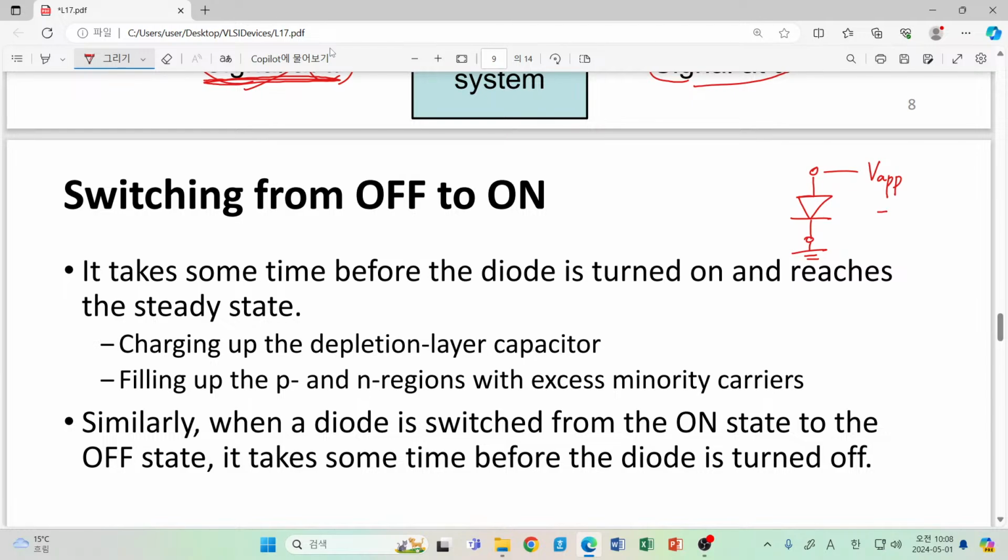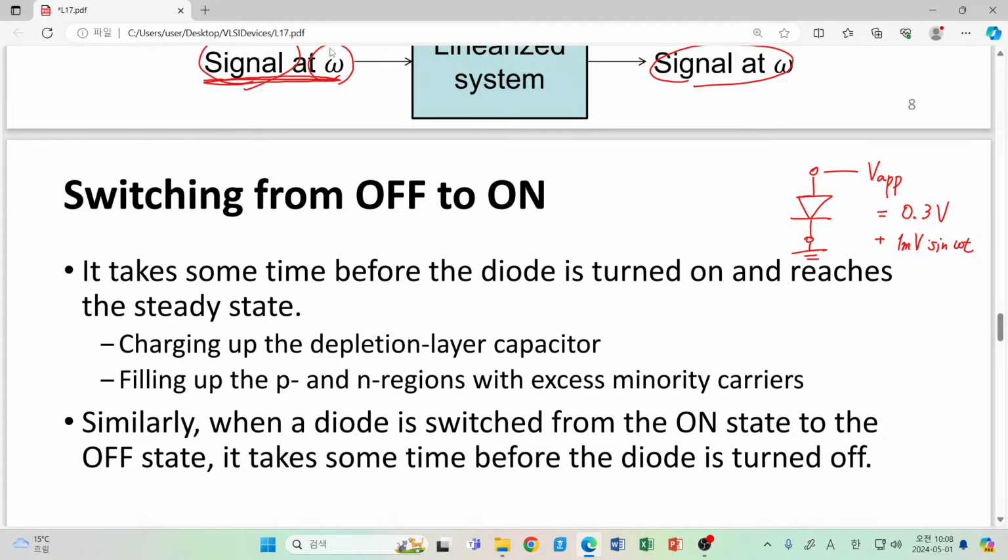In this case, you can, for example, consider 0.3 volt as a DC voltage. However, in addition to this number, you can apply an additional 1 millivolt sine omega t. If you have this form, then what is your DC term? This term is 0.3. And what is the amplitude of your small signal additional perturbation? That corresponds to just 1 millivolt.